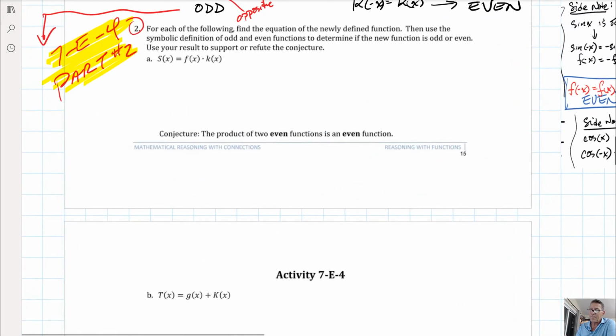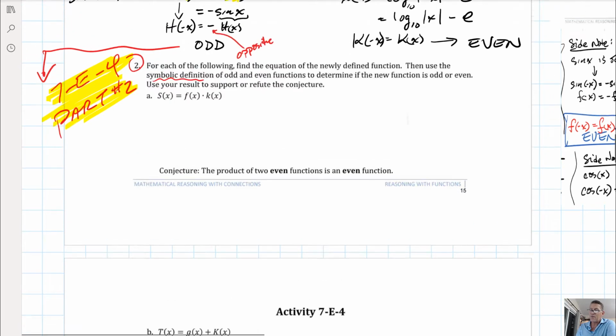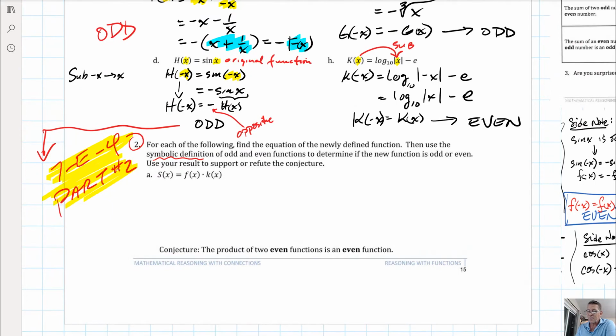So let's get started. Let's read it first. For each of the following, find an equation of the newly defined function. We call this one s of x, and it depends on what's going on here. We just have to read it. Then use the symbolic definition of odd or even functions to determine if the new function is odd or even. So we have to use the same process as above.